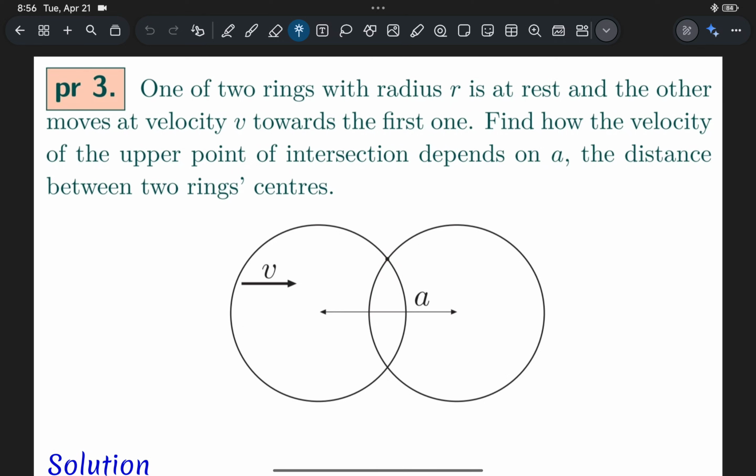If you are seeing this question for the first time, try to solve it on your own. We'll try to solve this without using much calculus.